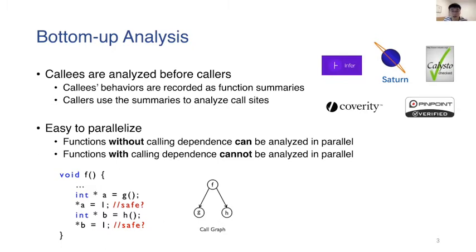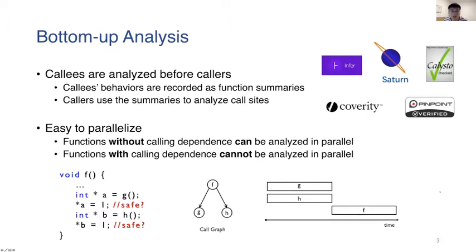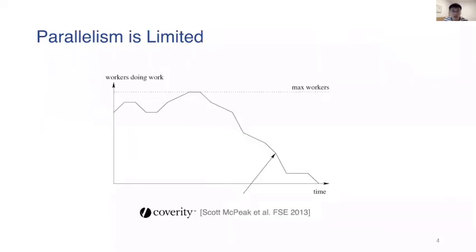This is because functions without calling dependence can be analyzed in parallel. So in the example, we can analyze the functions g and h at the same time and then analyze the function f. However, as pointed out by recent studies, the parallelism is limited.